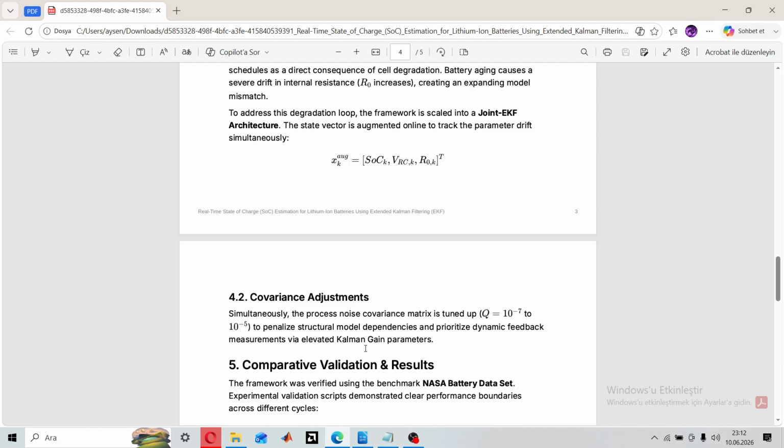Furthermore, during our covariance tuning phase, the process noise covariance matrix Q was intentionally turned up from 10 power minus 7 to 10 power minus 5. This strategic adjustment penalized state model dependencies, elevated the Kalman gain parameters, and forced the filter to prioritize dynamic feedback measurements from low voltage sensor innovations.